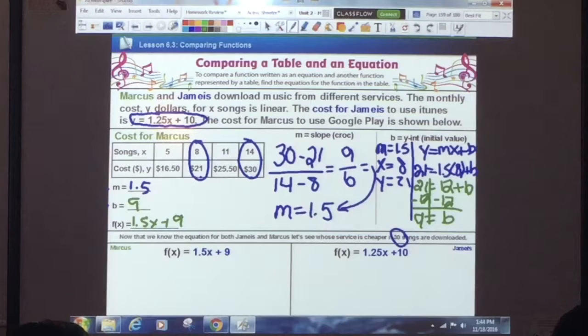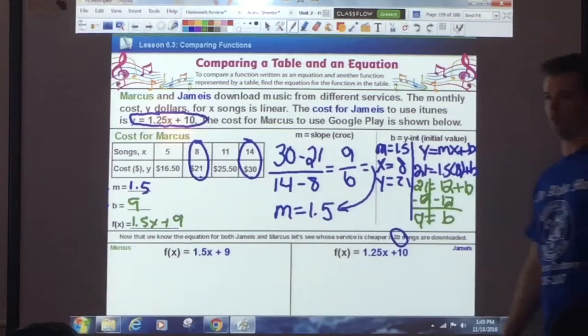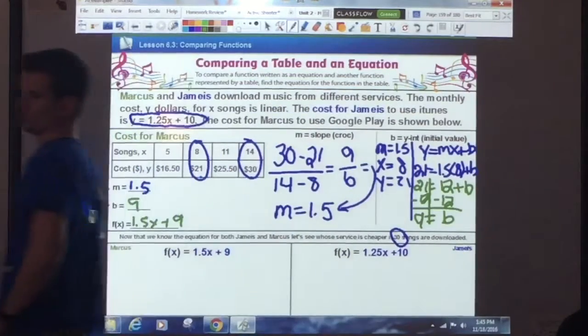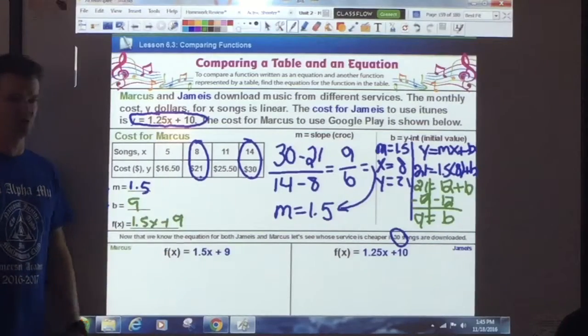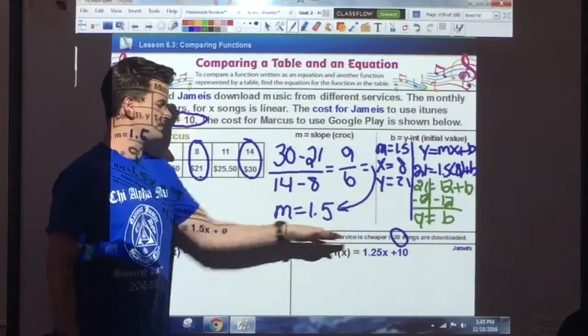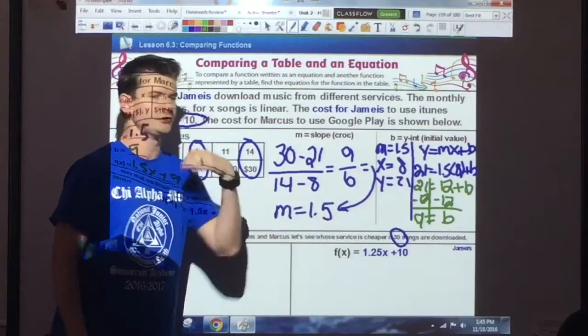These problems are not difficult. They just take you a little time. In this case, we just have to write one function. Later on, we have to write a function for both, because they're not going to give us one. So I have the function for Marcus. I have the function for Janice's. It wants me now to evaluate it to see whose service is cheaper for 30 songs.